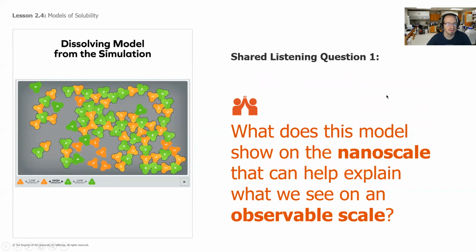Okay, so what is this showing on a nanoscale that can help us explain what we see on an observable scale? How does all that stuff that we just talked about, that we just saw, help us explain what we saw when we actually dissolved that sugar or that citric acid in water?